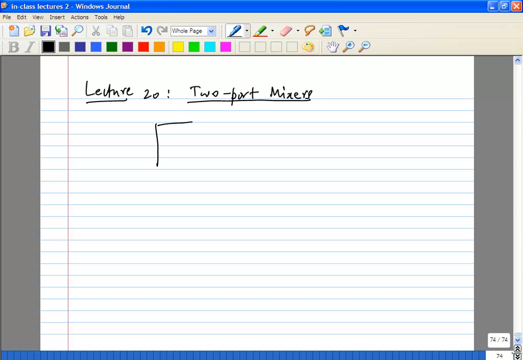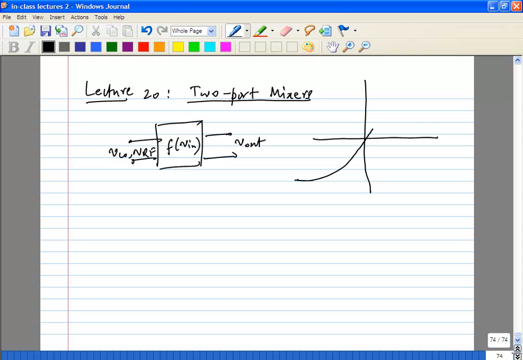2-port mixers are those where both RF and LO inputs are given to the same port. And this has some function f of Vn. We assume it has some small nonlinearity, or so-called soft nonlinearity, and we are going to rely on the nonlinearity to create your mixing effect.